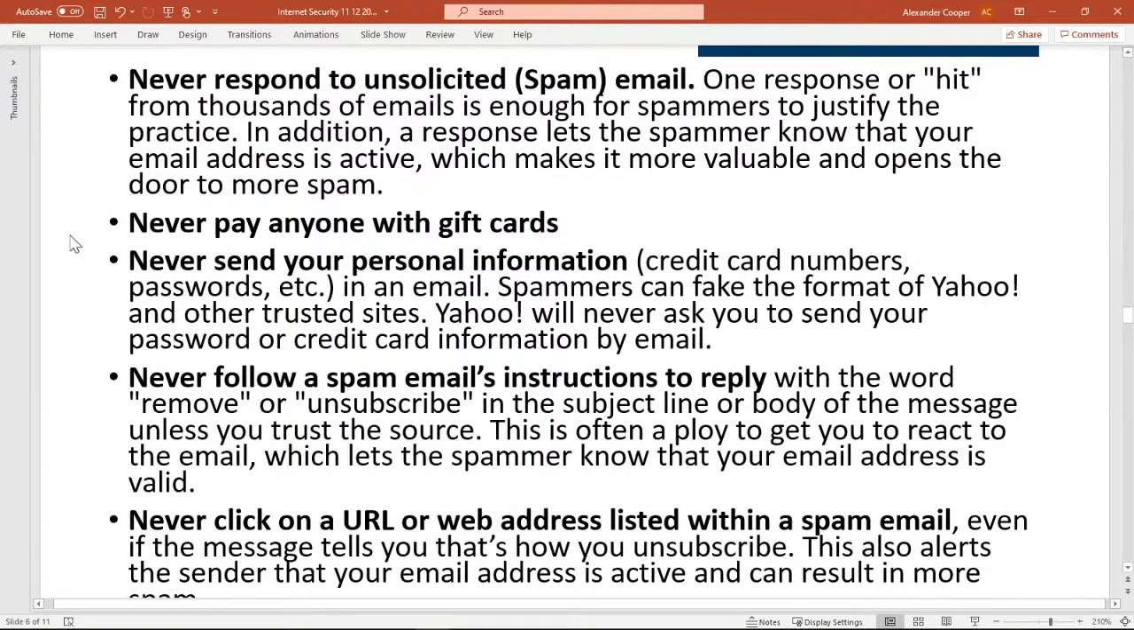Never respond to unsolicited spam or email. Don't hit anything that says, "Hey, reply to stop sending me spam." One response or a hit from thousands of emails is enough for spammers to justify the practice. In addition, a response lets the spammer know that your email address is active, which makes it more valuable and more open to more spam. Okay.